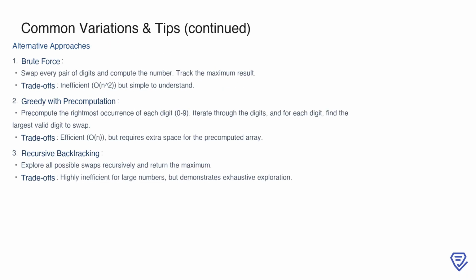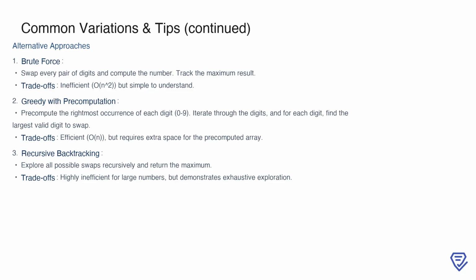There are several alternative approaches to solving the maximum swap problem, each with its own trade-offs. The brute force method involves swapping every pair of digits and computing the resulting numbers to track the maximum value. While simple to understand, this approach is inefficient with a time complexity of n squared. A more efficient strategy involves using a greedy approach with pre-computation. By pre-computing the rightmost occurrence of each digit, you can quickly identify the largest valid digit to swap for each position, achieving an O(n) solution. This method is both time-efficient and straightforward to implement, although it requires extra space for the pre-computed array.